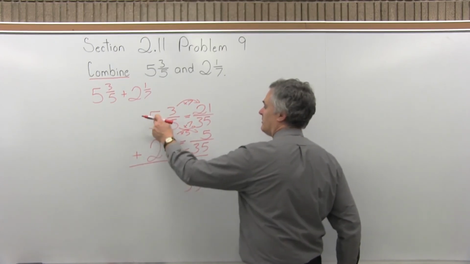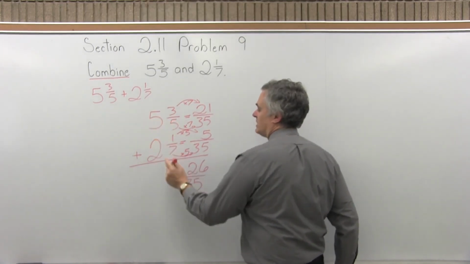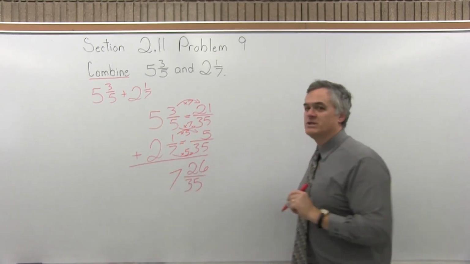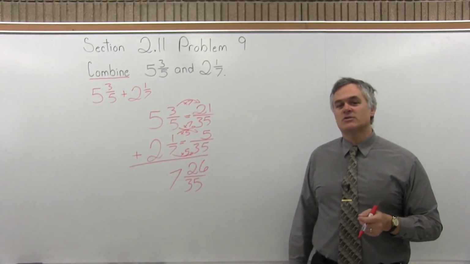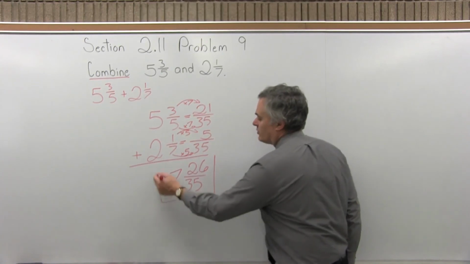Don't forget the whole numbers in front. I have to add 5 plus 2 more. 5 plus 2 more is 7. So that gives me a final answer of 7 and 26 over 35.